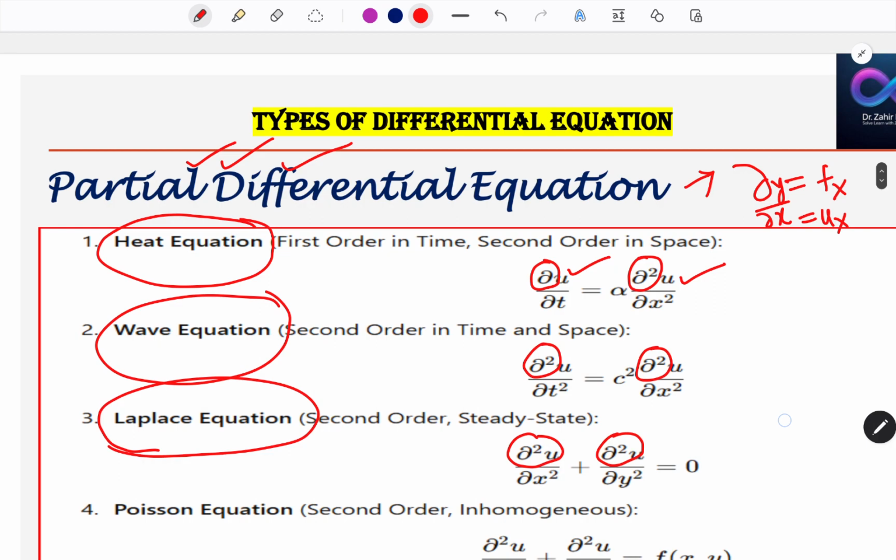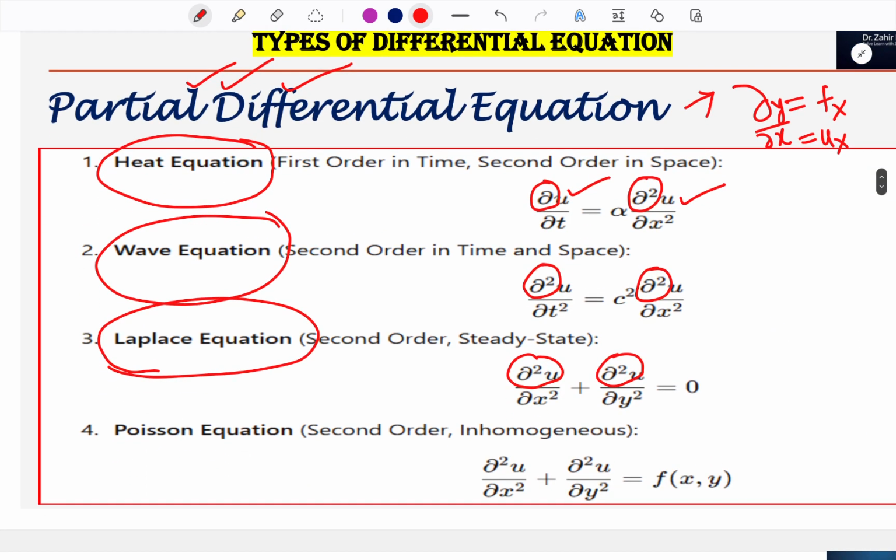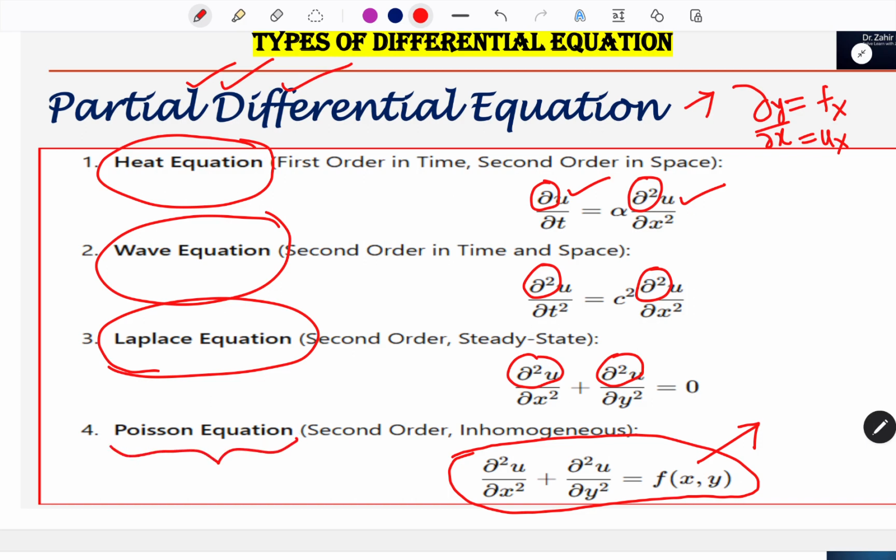These three equations you already studied in calculus 3. But the last equation, the Poisson's equation, you have not studied, right? dou square u by dou x square plus dou square u by dou y square equals a function f of x comma y. If the right hand side is a function, then that equation is called the Poisson equation. This equation you will study in the next course, numerical methods or numerical analysis. There we will try to find the numerical solution for this Poisson's equation. So now it's clear what a partial differential equation is. That means it has dou.